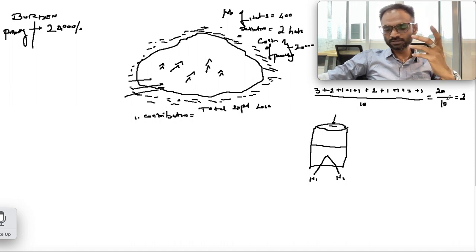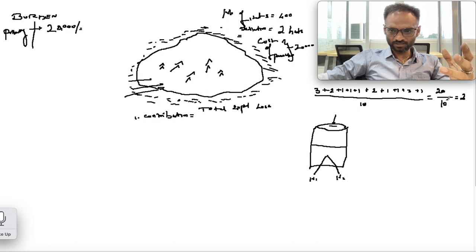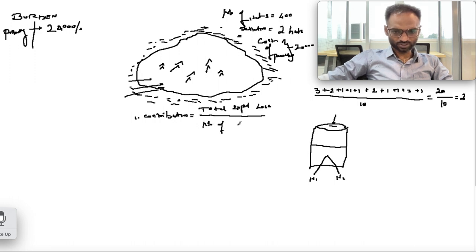Losing my hut could be an unfortunate, unexpected, unforeseen event, but 2 huts being destroyed in this village is an expected event. So let us calculate the total loss to our village, and this loss should be shared by the entire community. So total expected loss divided by the number of contributors. Specific to this case study, contributors means the hut owners.